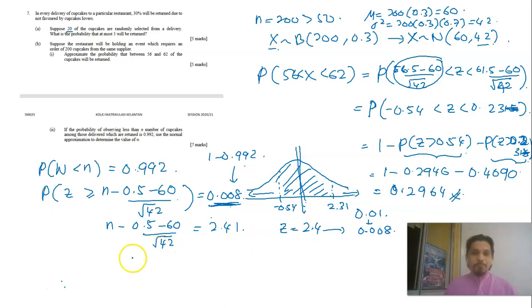Okay, so now for this one, calculate this and bring it to the other side, and you will get n equal to 76.